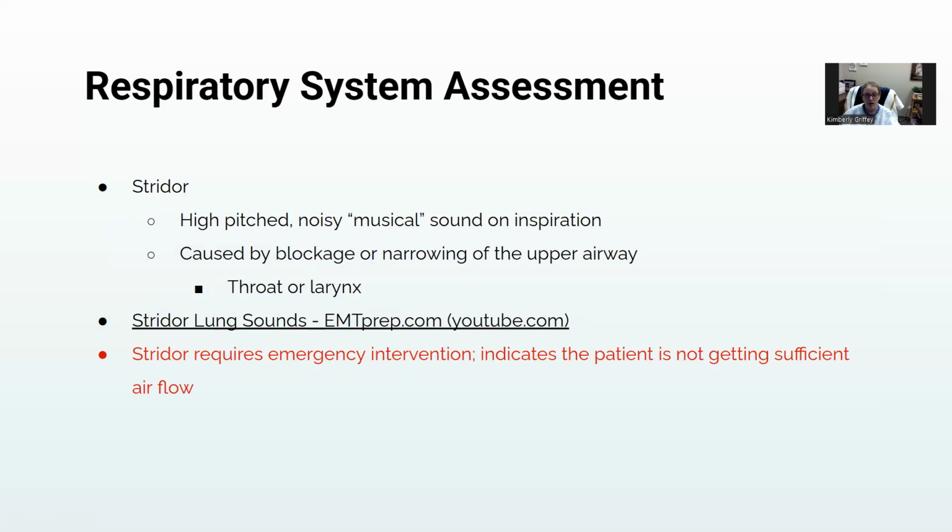So stridor requires emergency intervention. And stridor occurs because your patient's not getting sufficient airflow. So if we're not getting good airflow, we're not getting good oxygenation, which is going to lead to poor perfusion. And then eventually, if those bronchioles and things start to become completely occluded, then we don't have any respiration. So then we're going to have major trouble with that. So stridor is an emergency.